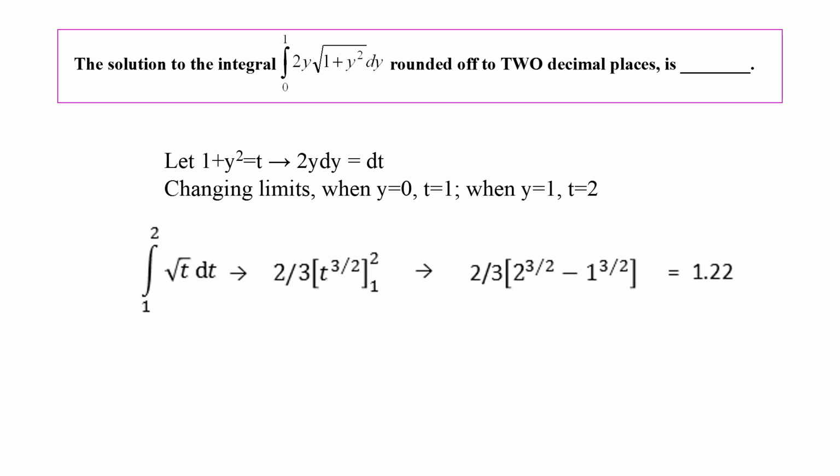Now root t means t to the power 1 by 2. And we know when there is a to the power n, it becomes a to the power n plus 1 divided by n plus 1. So it's t raised to the power 3 by 2 divided by 3 by 2, that becomes 2 by 3 in multiplication. Put the values, upper limit minus lower limit, and you'll find the answer to be 1.22. The answer in the answer key will be given as 1.20 to 1.30, any value in between. So 1.22 will be correct.